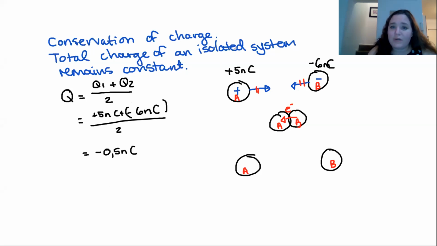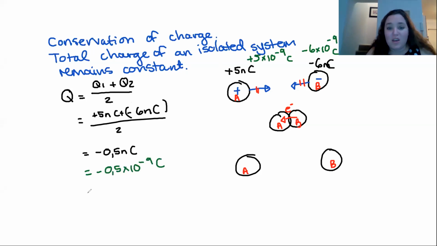If you'd chosen already to start using what you know about nano, you could have made this 5 times 10 to the negative 9 and negative 6 times 10 to the negative 9, and you could have worked from there. Then you'd have just ended up over here with an answer of negative 0.5 times 10 to the negative 9 coulombs, which, if we're doing a good example of scientific notation, would become negative 5 times 10 to the negative 10 coulombs. All right, does that make sense to everybody?